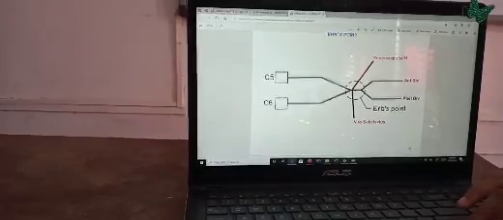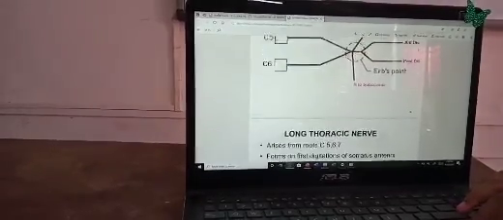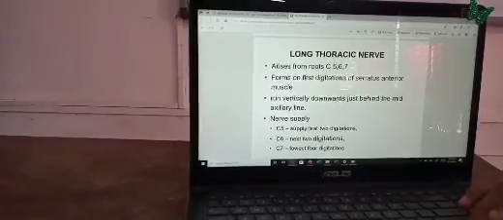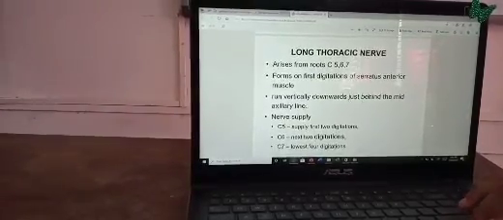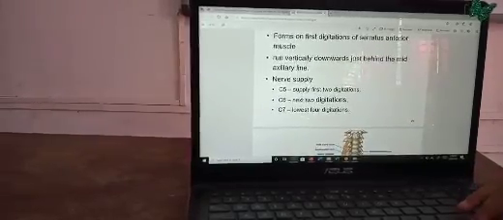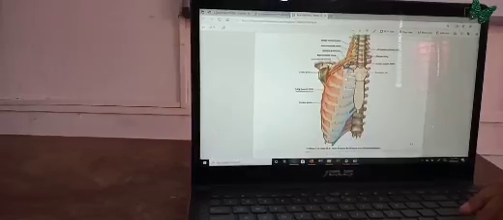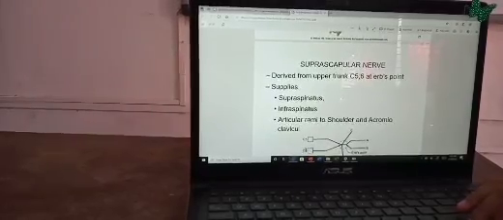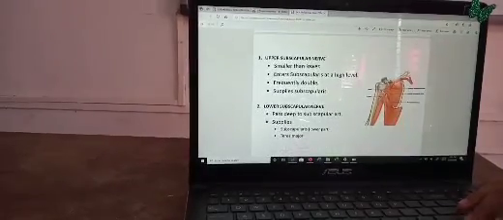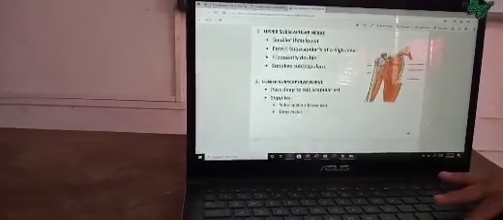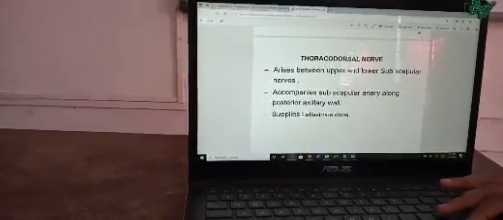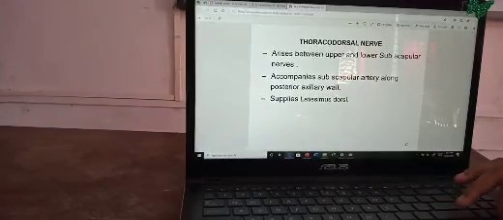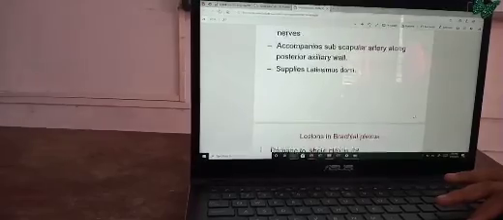Now this is where you have the Erb's point. The long thoracic nerve arises from the roots of C5, C6, C7, forms the first digitations of the serratus anterior muscle, and the nerve it supplies is given here. The suprascapular nerve supplies the supraspinatus muscle, infraspinatus, articular rami of the shoulder, and the upper subscapular is here, and then you have the lower subscapular. Thoracodorsal nerve, the explanation is given here. It is accompanied by the subscapular artery along the posterior axillary wall.